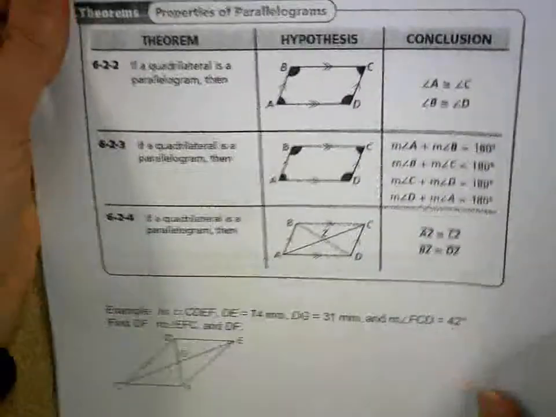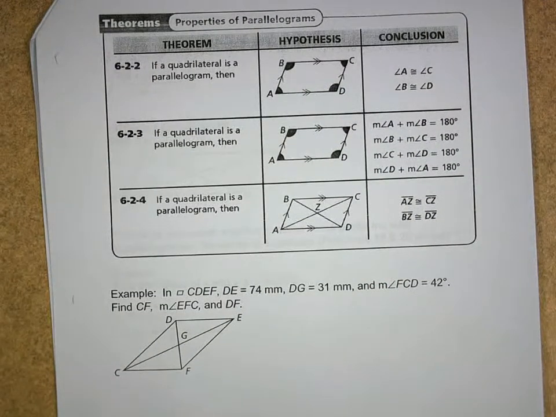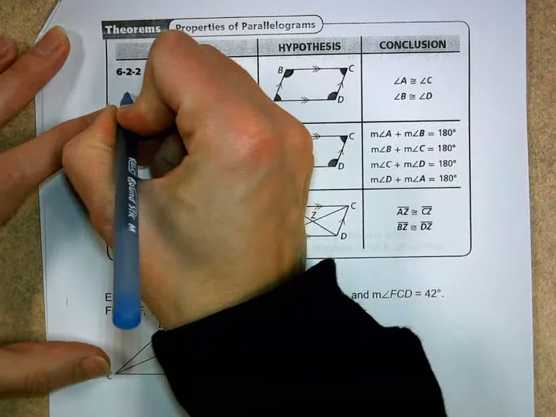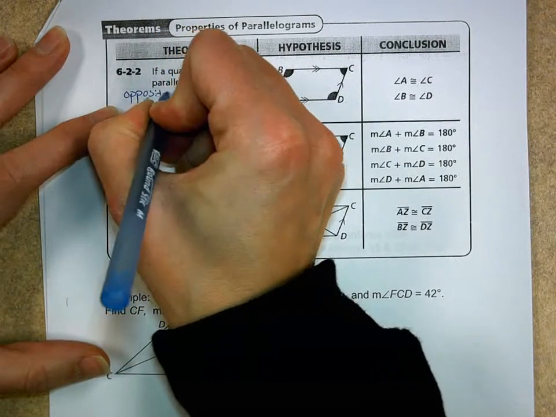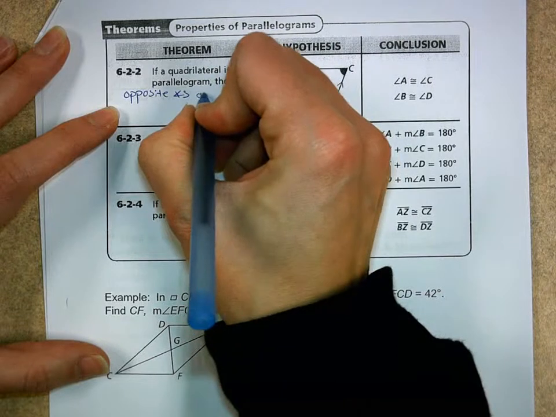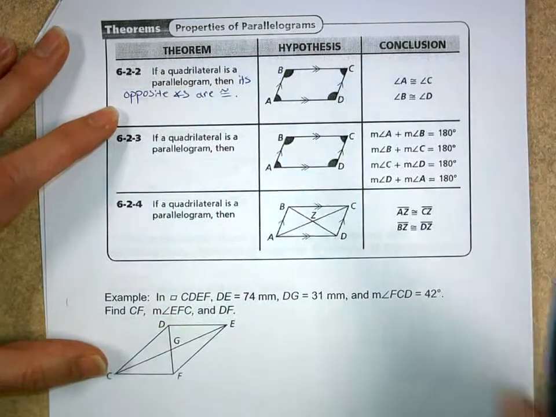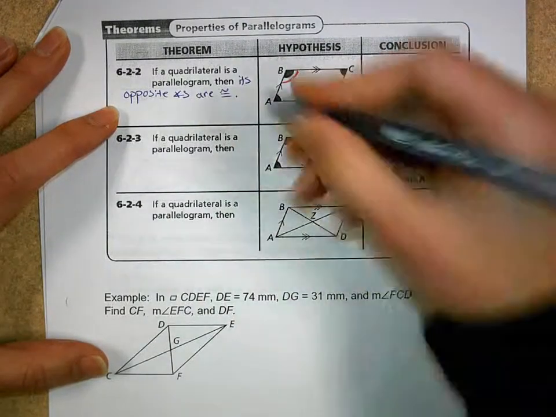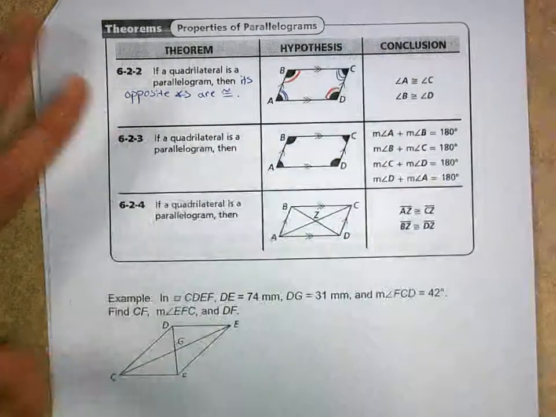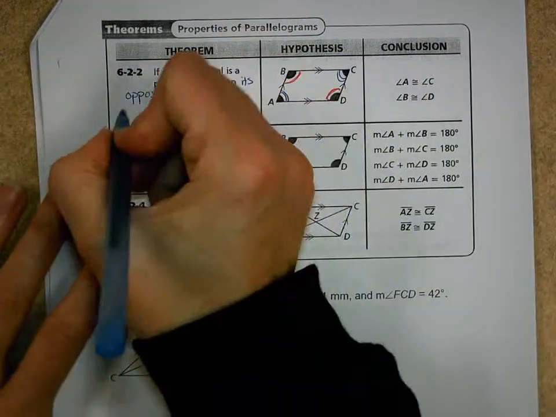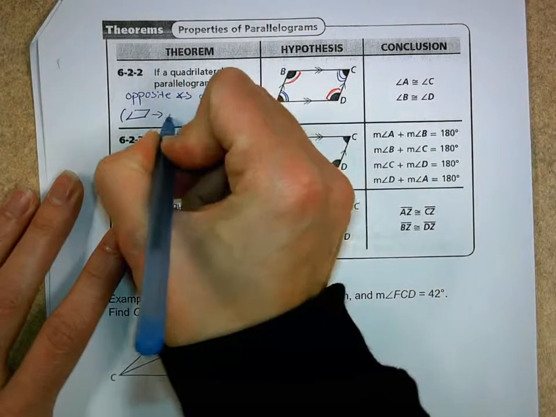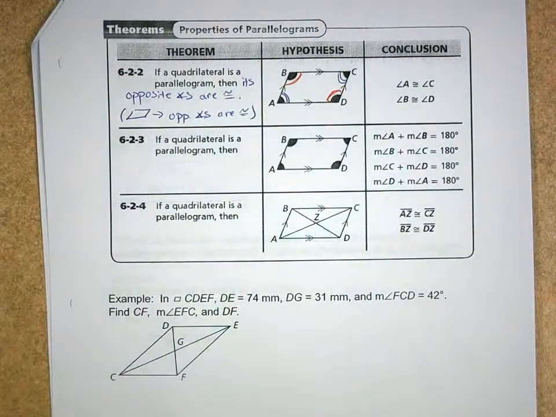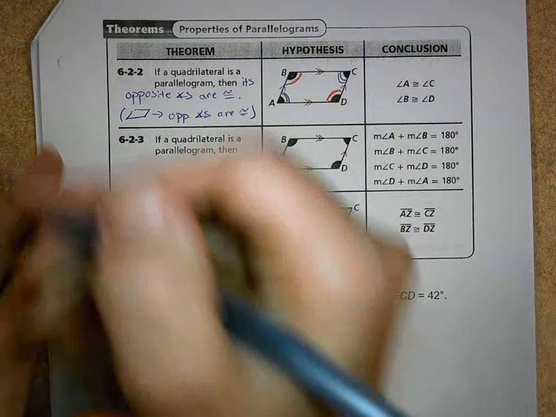Third property, okay? If you have a quadrilateral that is a parallelogram, then its opposite angles are congruent. All right, which tells me then, B and D are congruent, A and C would be congruent to each other. So we could write that in shortcut way also. If I have a parallelogram, opposite angles are congruent. Again, this would be proven using congruent triangles. So that's our third property.